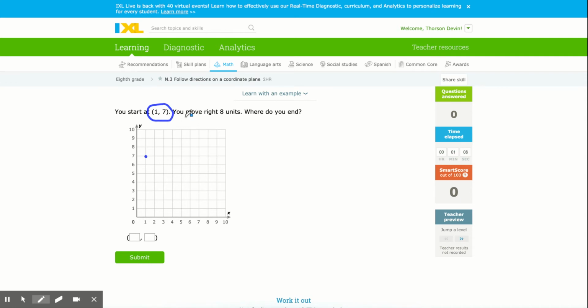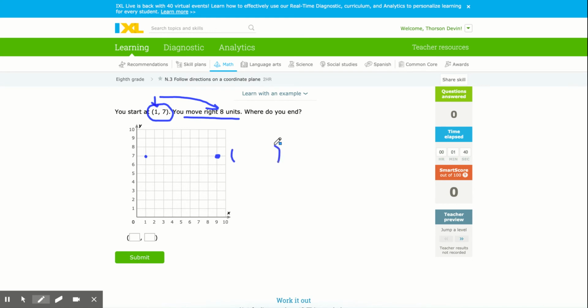Then it tells us to do something. It says move right 8 units from that starting point. So if I move right 8 units, I'm going to end up right here. And again, if you need to count 1, 2, 3, 4, 5, 6, 7, 8, by all means do so. But I'm hoping you're smart enough to realize that if I'm moving right 8 units, I'm increasing this x value by 8. So I'm in a sense just adding 8 to 1 to get an x value of 9.